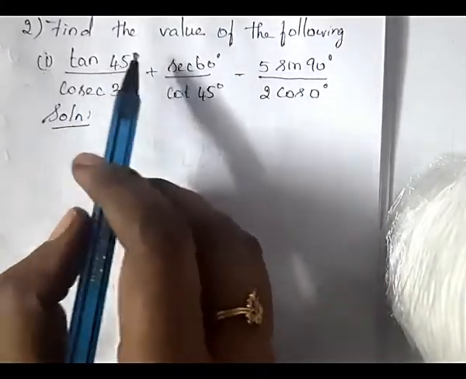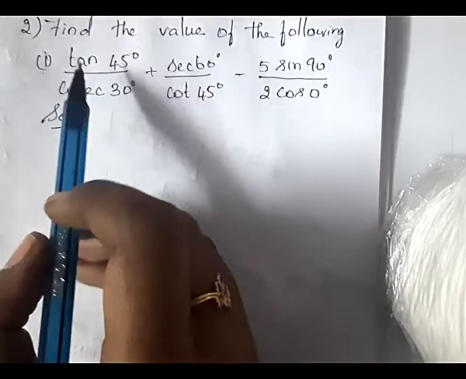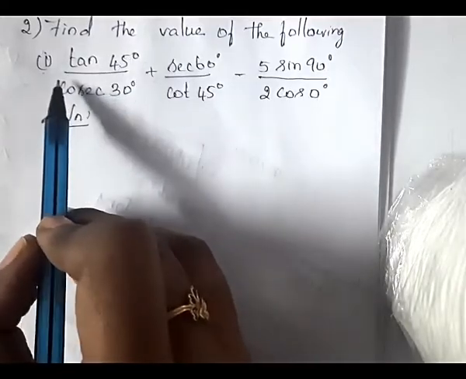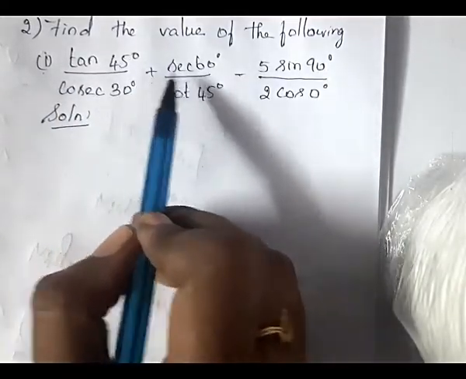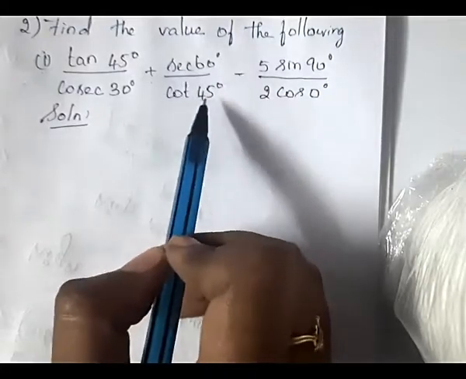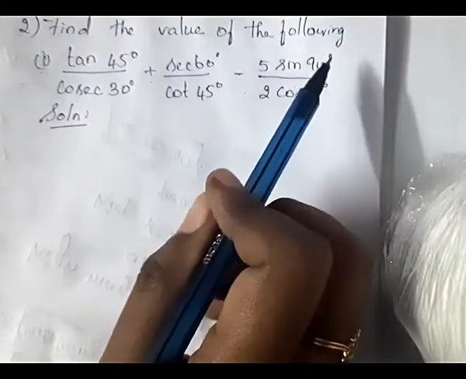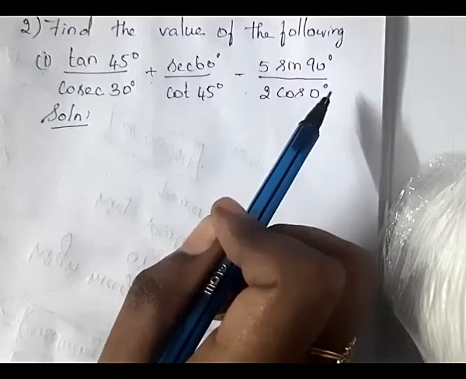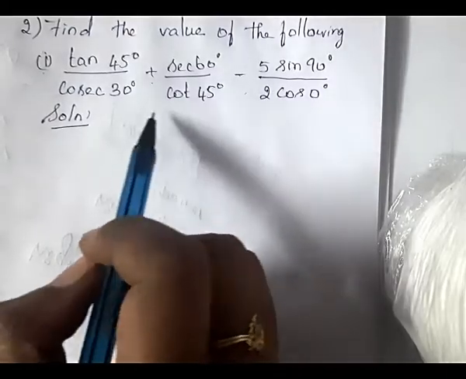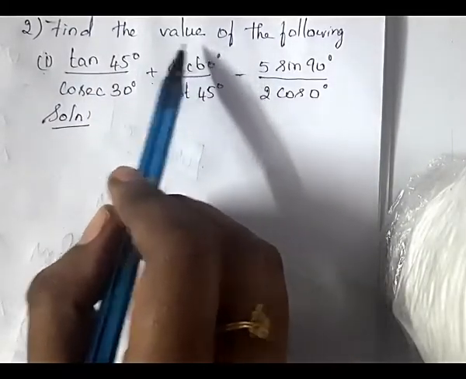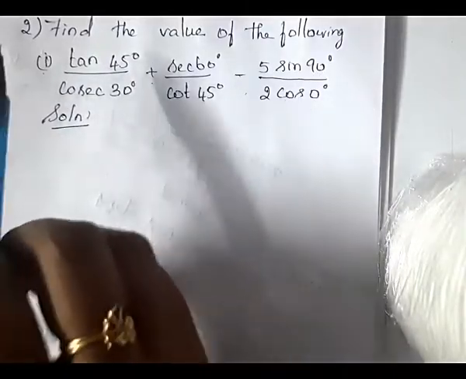Second problem, find the value of the following. This is the question: tan 45 degree by cosecant 30 degree plus secant 60 degree by cot 45 degree minus 5 sin 90 degree by 2 cos 0 degree. We have to find out the value of the given question.